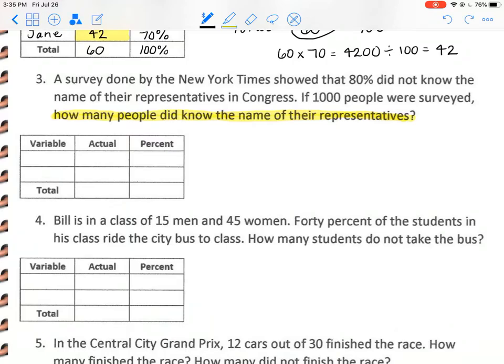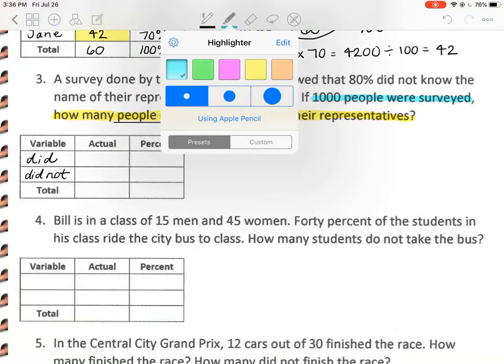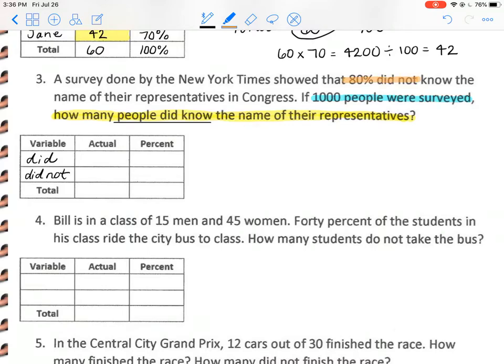So make sure you know what you're looking for. And we can go ahead and fill this in. The variable is whether or not they knew. So I'm going to say they did or they did not know. And so let's look at the numbers. We had 1,000 surveyed. 80% did not know. So let's fill in our table. We have 80% did not.